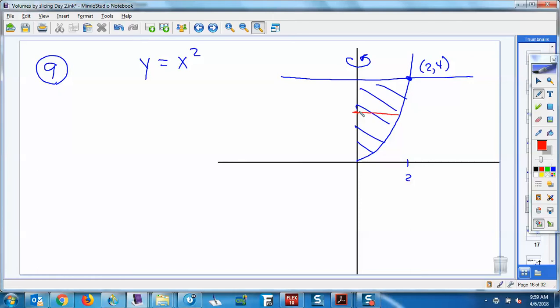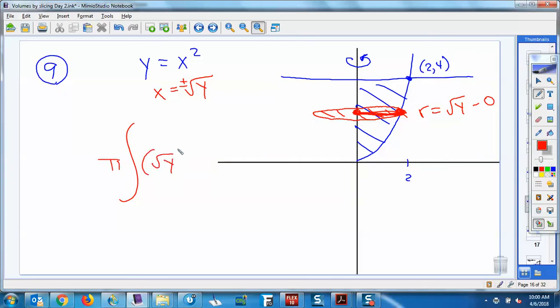So, put our strip in here. This time, the slice looks like that. This is still our radius, but it's right minus left this time. Well, what is this x value right here? Square root of y. You've got to solve this for x. The right half here is square root of y. The other half would be negative square root of y. We don't have that. So it's square root of y minus 0 is that radius. So integral pi radius squared.